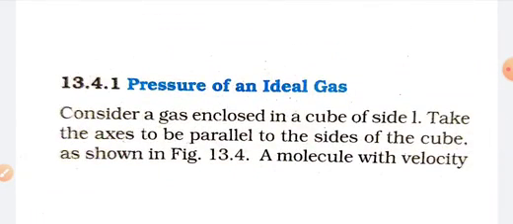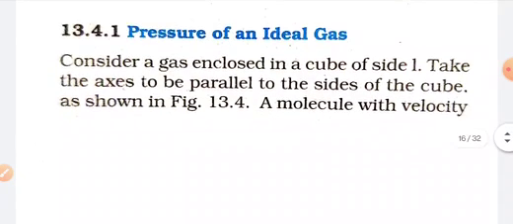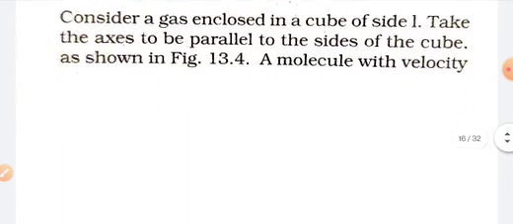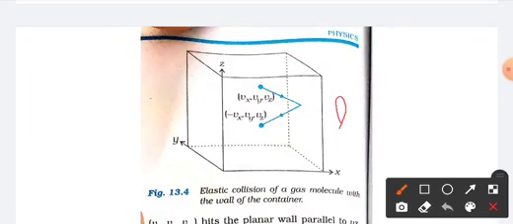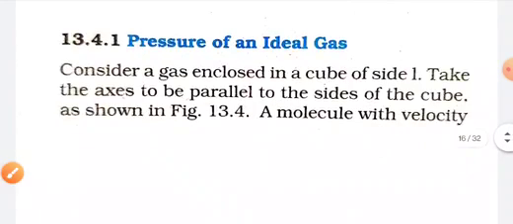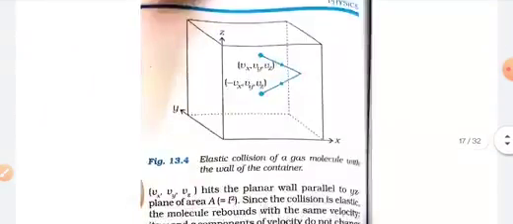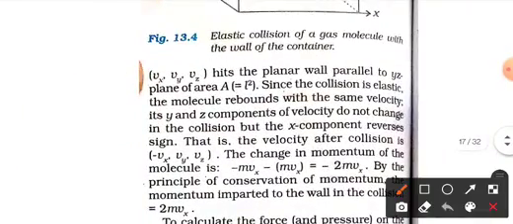Now next is the derivation for calculating the pressure of an ideal gas. For this, consider a gas enclosed in a cube of side L. This is a cube of side L. We are considering a gas enclosed in it. So take the axes to be parallel to the sides of the cube as shown in the figure. A molecule with velocity Vx, Vy, Vz hits the planar wall parallel to the YZ plane.